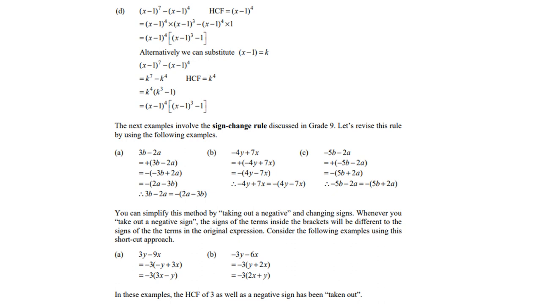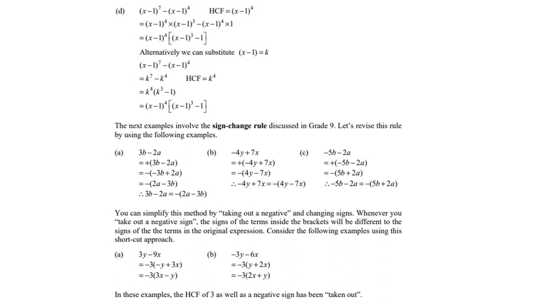Alternatively, we can use the so-called k method. We can say let x minus 1 be k, then replace x minus 1 with a k. And then it looks so much easier. But it's a little bit longer because now, at the end, you must reintroduce x minus 1.